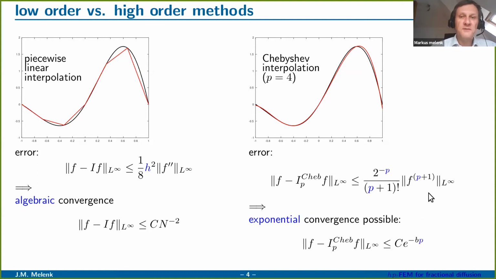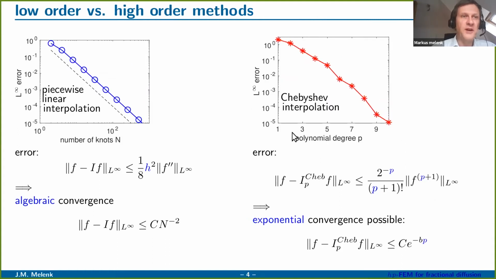Okay, so that tells you that higher order approximation could be very accurate, and indeed quantitatively you see that here. So for example, if you want to have with piecewise linears an error of 10 to the minus 4, you need something like 200 knots. While for 10 to the minus 4 here with Chebyshev interpolation, you get by with less than polynomial degree 9, so 10 points. Okay, so you clearly see the advantage of higher order methods.